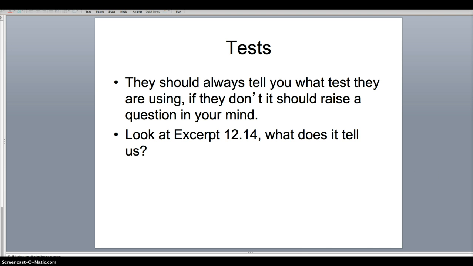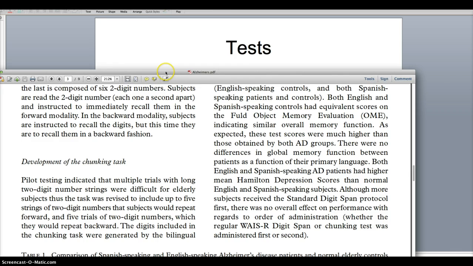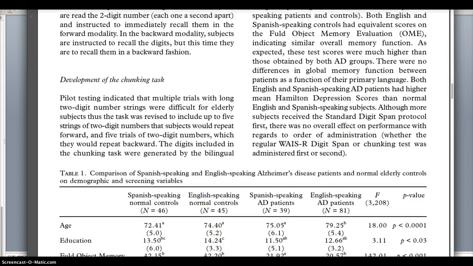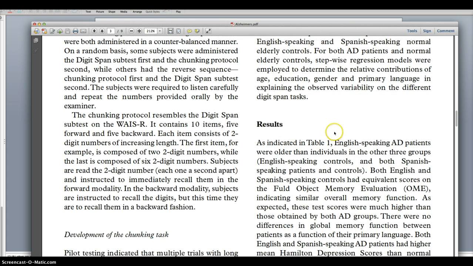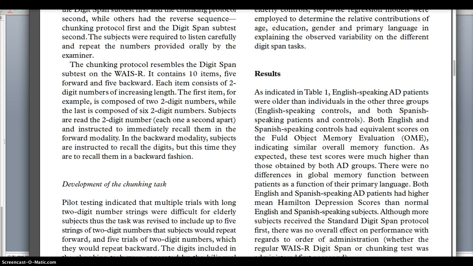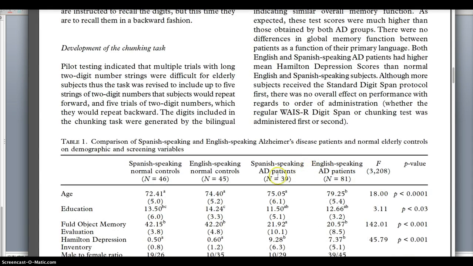So let's look at a couple of articles. One of the ones that I've included is this one about Alzheimer's. And they're doing a lot of things with this. If you go down to table 1, they want to know, among a lot of other information, if there's a significant difference in the age of their 4 groups. So they've got one group that's Spanish-speaking normal controls, an English-speaking normal controls, Spanish-speaking AD patients, English-speaking AD patients.